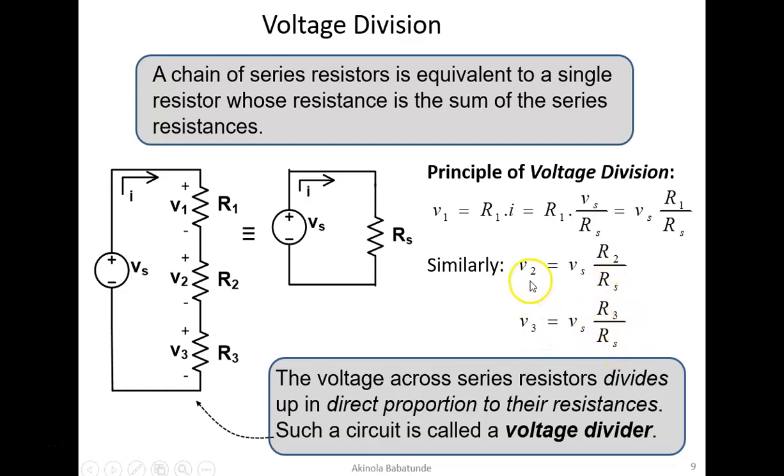When we are looking for V2, we have R2 over Rs multiplied by Vs. When we're looking for V3, it becomes R3 over Rs multiplied by Vs. When we're looking for V4, it becomes R4 divided by Rs multiplied by Vs. The voltage across series resistors divides up in direct proportion to their resistances. When we have a circuit like that, we can refer to it as a voltage divider.